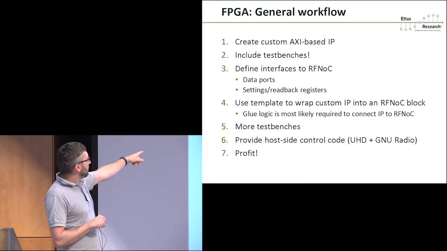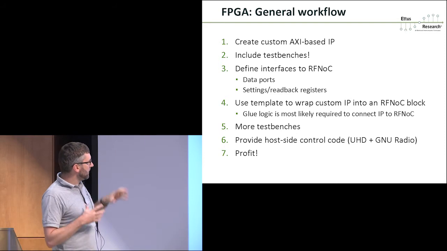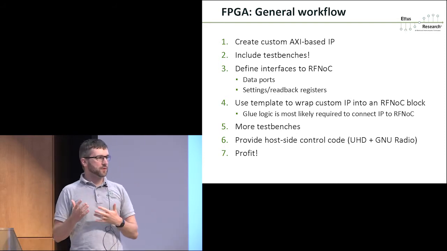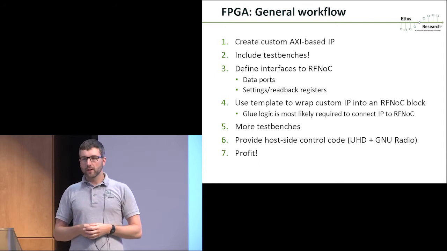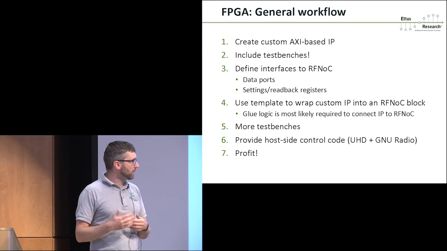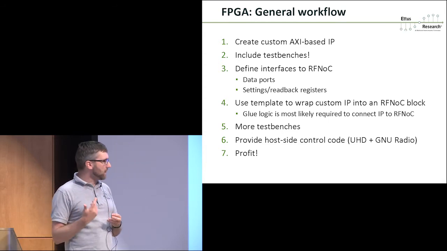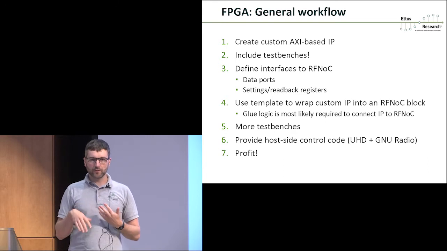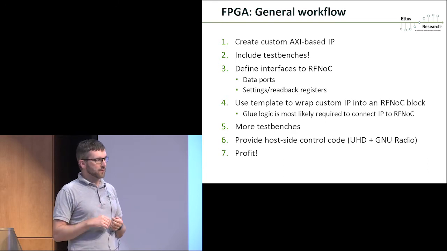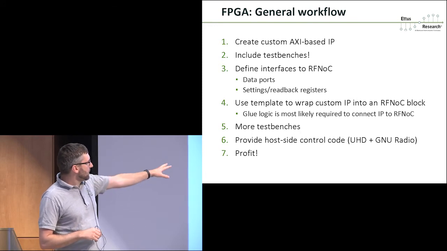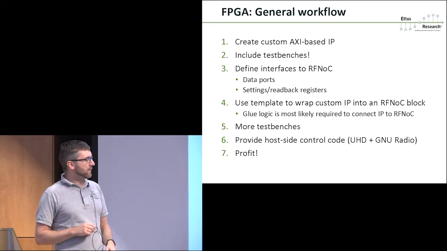Next, you need to make sure that this IP fits nicely into an RFNoC block. So the RFNoC block consists of modules that provide access to the rest of the RFNoC ecosystem. It'll take care of a lot of the data routing and all of that for you. And in many cases, you will have to write a little shim layer to connect your own block into RFNoC. You can test the entire RFNoC block from test benches. We have a lot of macros for that.